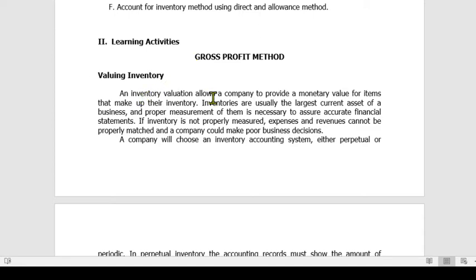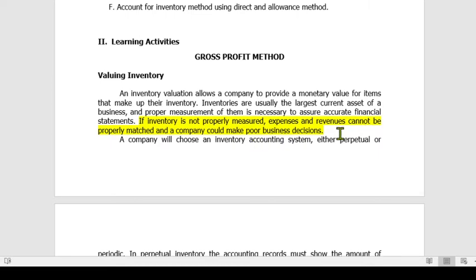An inventory valuation allows a company to provide a monetary value for items that make up their inventory. Inventories are usually the largest current asset of a business, and proper measurement of them is necessary to assure accurate financial statements. If inventory is not properly measured, expenses and revenues cannot be properly matched, and a company would make poor business decisions.